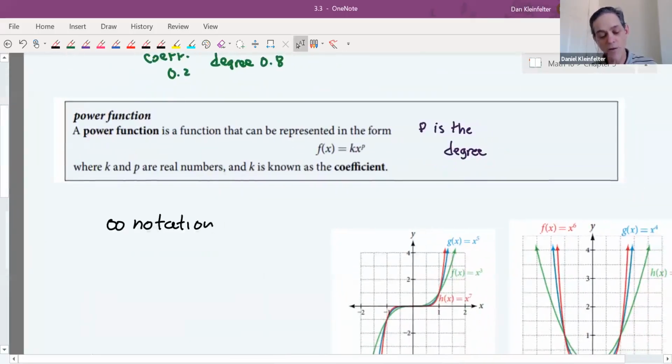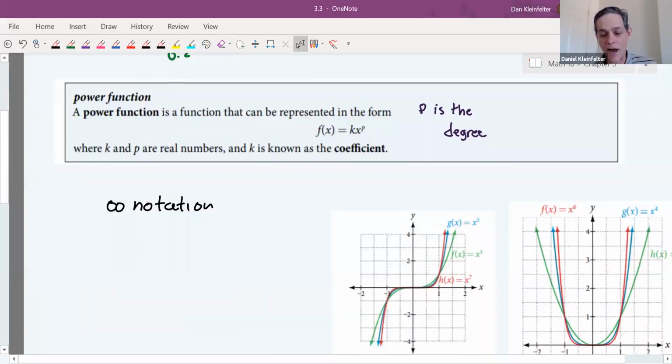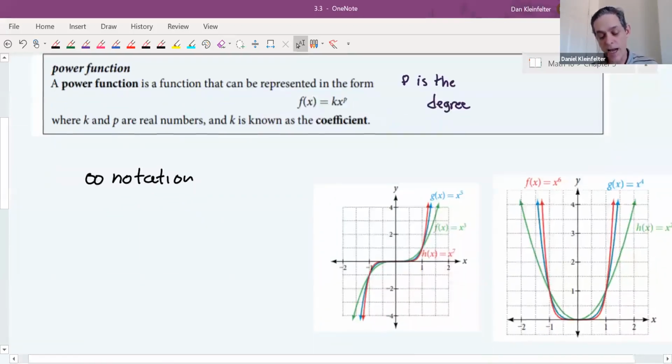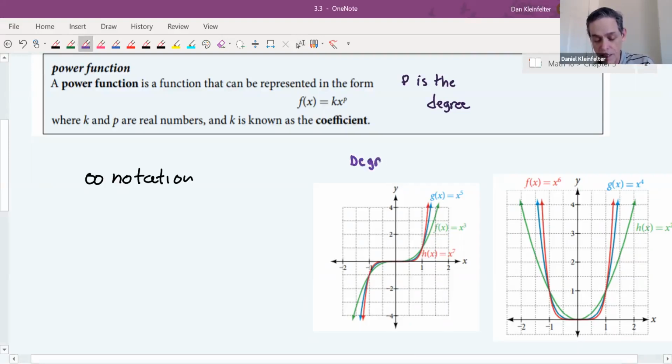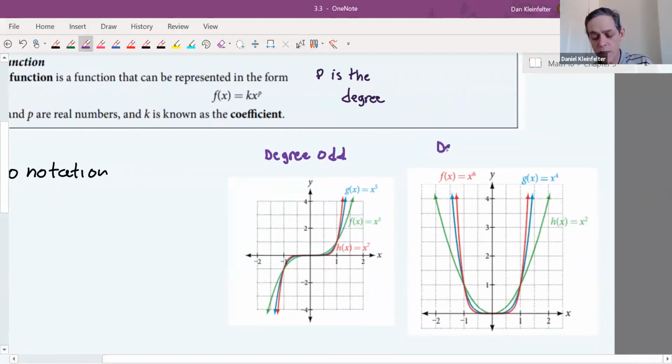Okay. So the first thing to consider is the graphs of the power functions. And the power functions graphs can take basically one of two forms, depending on whether the degree is even or odd. When the degree is odd, you get graphs that basically look like this group on the left. When the degree is even, you get graphs that look like this group on the right.